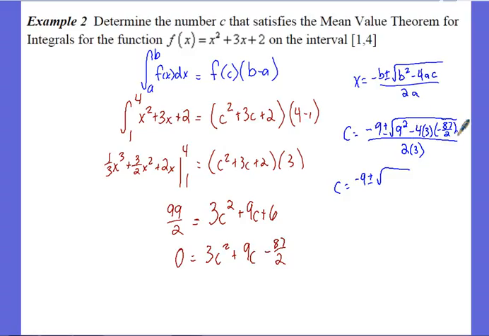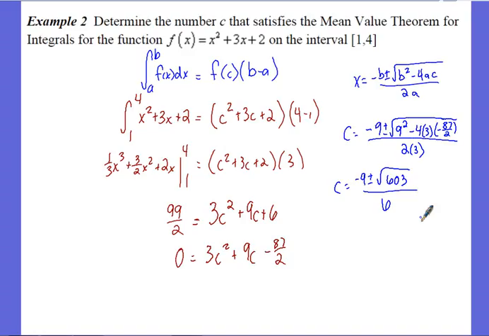So let's do this. This is called your discriminant. It's just the stuff underneath the radical. What's 81 minus 4 times 3 times negative 87 over 2? You have a calculator. This right here? 603. Okay.